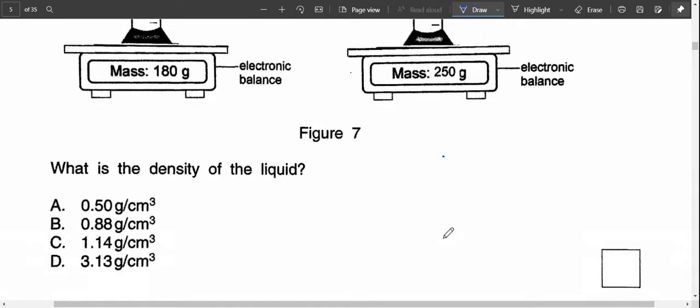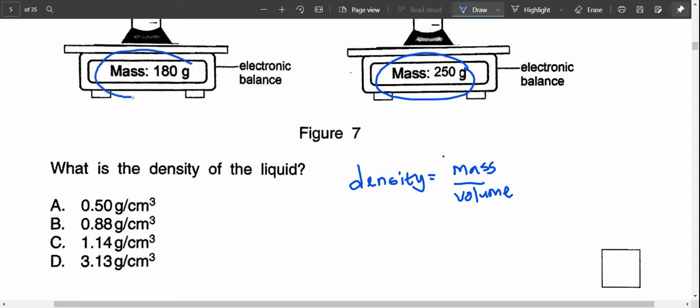In order to answer this question, you need to remember the formula of density first. Density, always write down whatever you remember at the side, is equal to mass over volume. This is compulsory for you to memorize because you're going to use this forever. And it says the mass became 250 from 180 gram, so you have to minus these two numbers. So mass is actually 250 minus 180. Use your calculator to solve this simple question, and you get 70 gram. Therefore your mass is 70 gram.